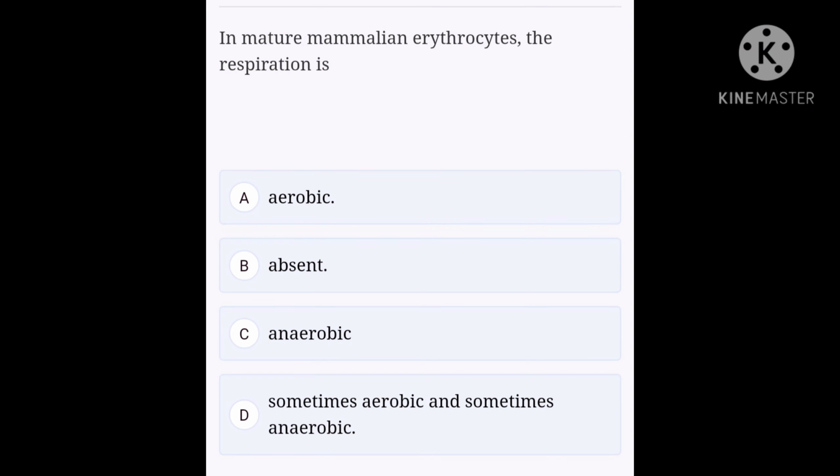In mature mammalian erythrocytes, the respiration is option A aerobic, option B absent, option C anaerobic, option D sometimes aerobic and sometimes anaerobic. The mature mammalian RBC lack the cell organelle mitochondria in it. Since mitochondria are the site of aerobic respiration for cells, these RBCs are unable to perform aerobic respiration and extract their energy by anaerobic means only. So the correct answer to this question is anaerobic and the right option is C.